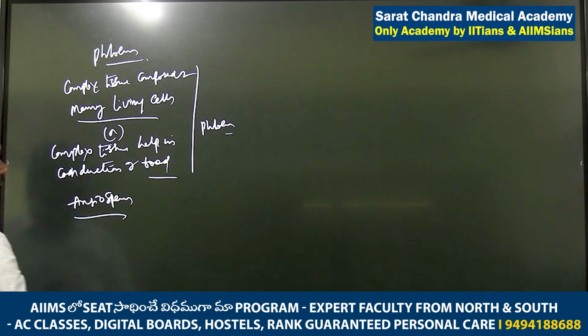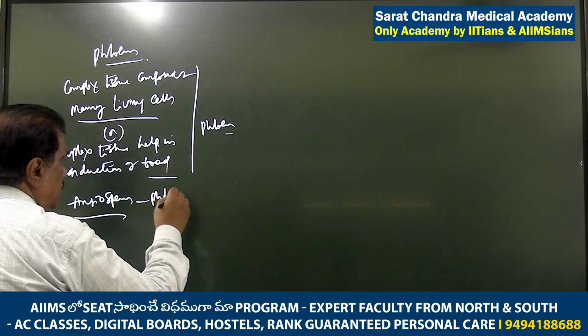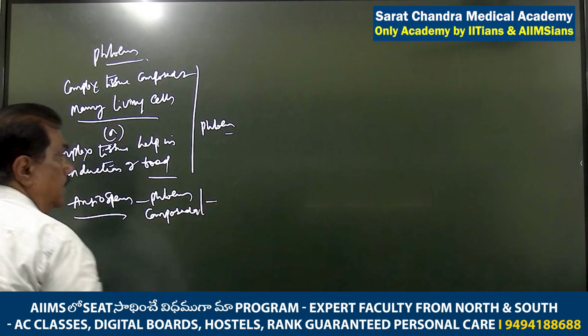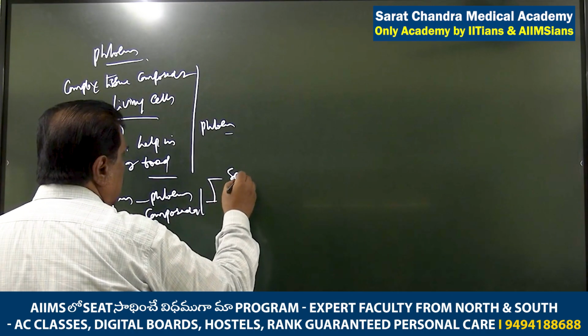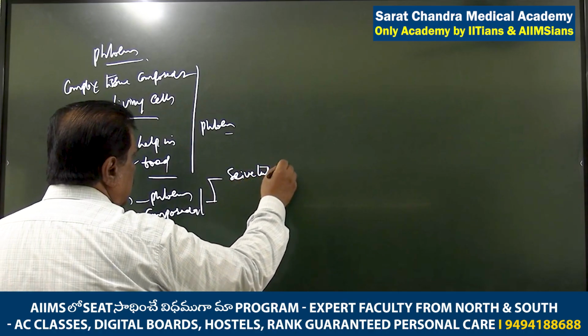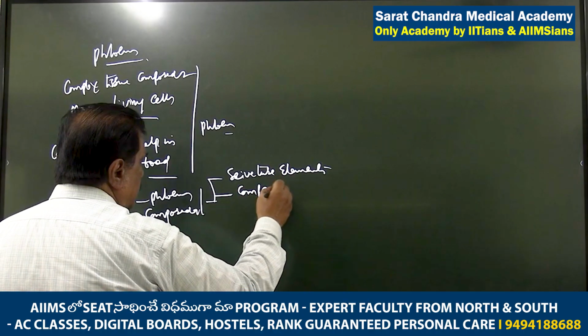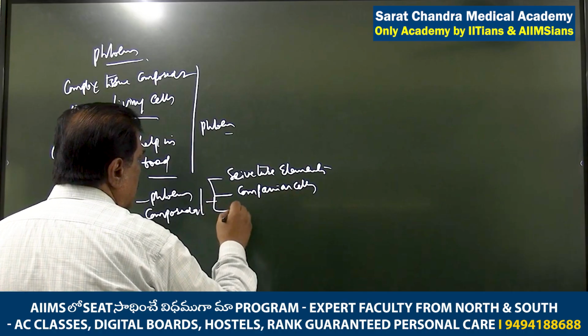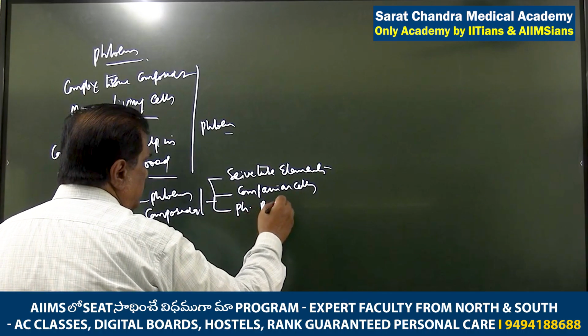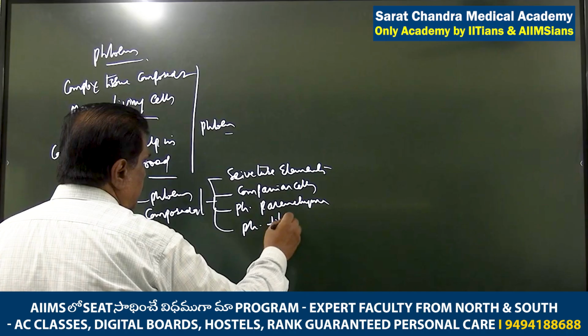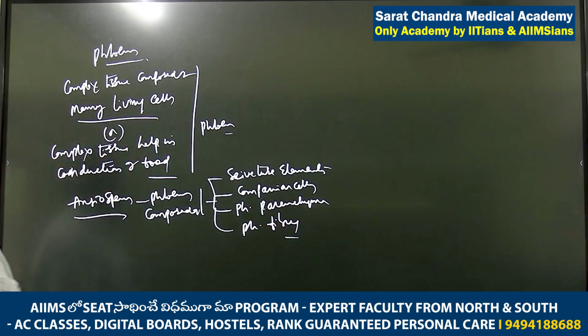In angiosperms, the phloem is composed of sieve tube elements, companion cells, phloem parenchyma, and phloem fibers.